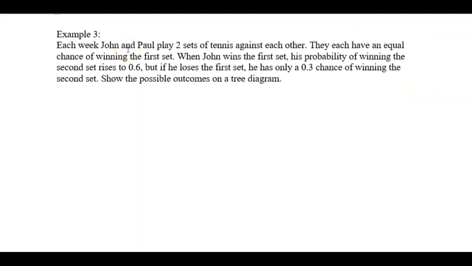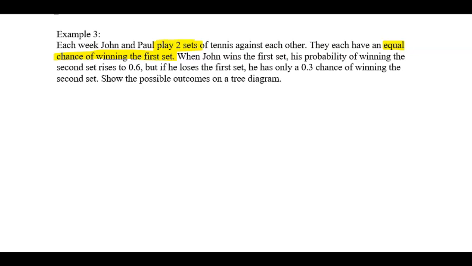This time we're dealing with a couple of tennis players. Each week John and Paul play 2 sets of tennis against each other. So they're playing 2 sets again, which is an example of a two-step experiment. They each have an equal chance of winning the first set, which means the chances of them winning is 0.5 or 1/2.